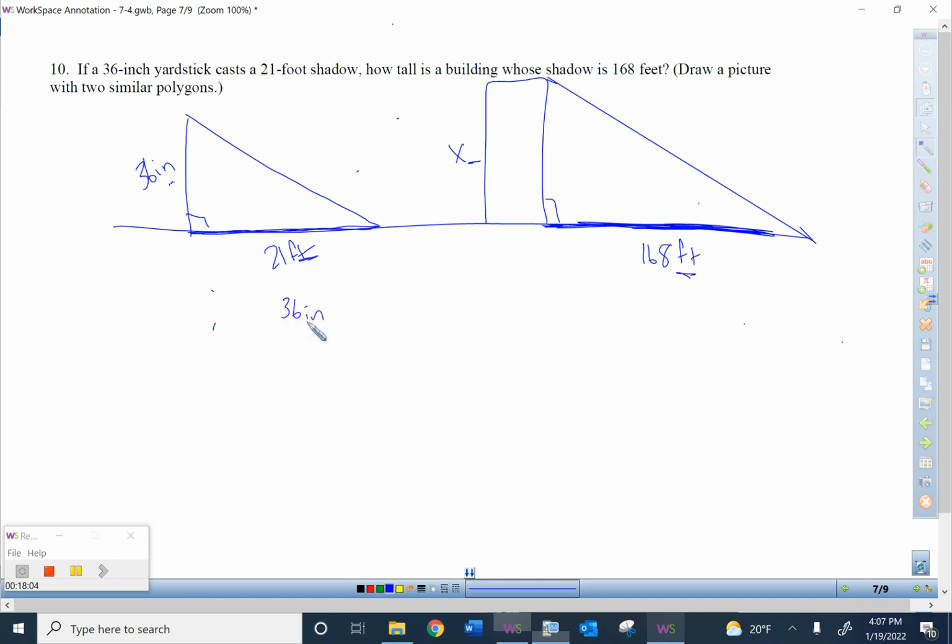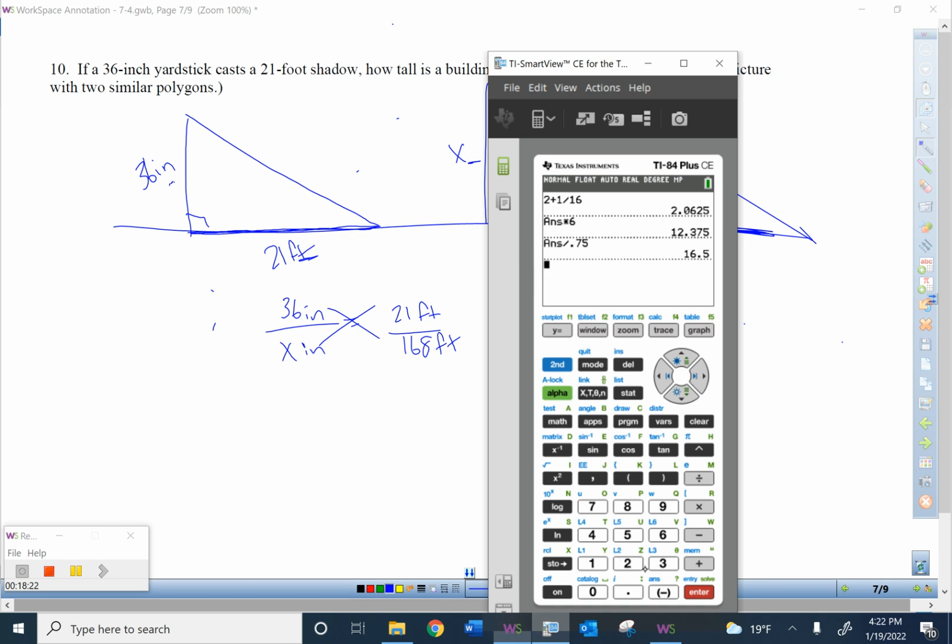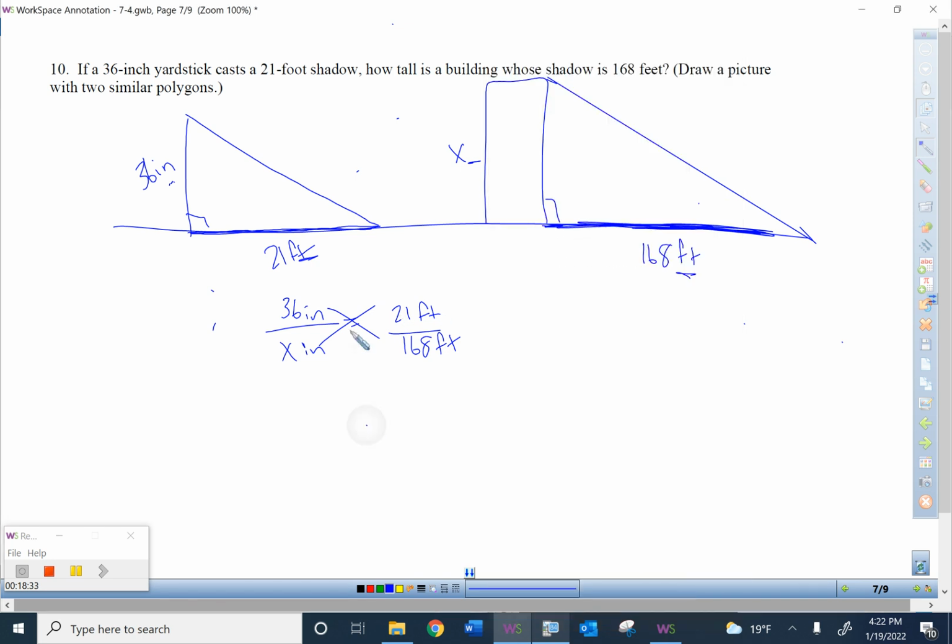So we're going to include those labels as we write this. 36 inches over X inches is the same thing as 21 feet over 168 feet. Okay, and then we're just going to go ahead and cross multiply. I'll give you a little bit to do that. Okay, I'm just going to do this in my calculator here. 36 times the 168, and then we want to divide that by the 21, which gives us 288 inches. That's it.